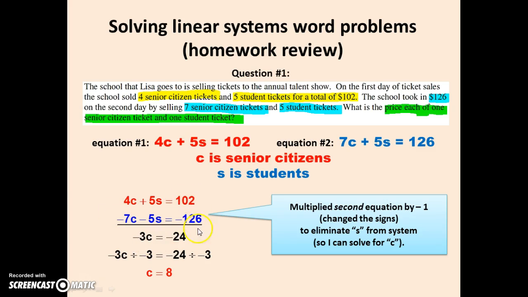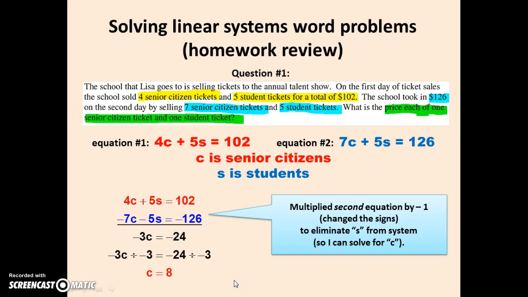And by eliminating the s, when we add these 2 equations together, we get -3c, and we add these 2, 102 plus a minus 126, or we could just say 102 minus 126, that gives us -24. We don't want -3c, we want to know the value of 1c. So when you divide both sides by that -3, you get c equals 8. Okay, so we solved half our problem.